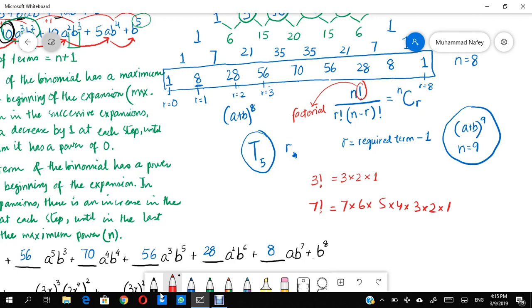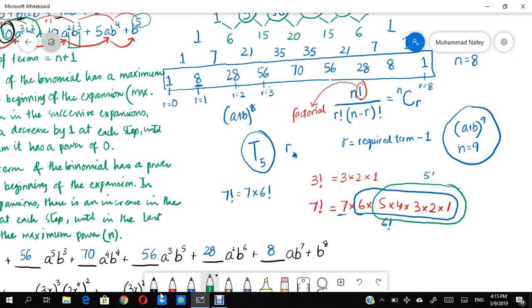And why is this convention actually important? Let's see. Let's take 7 factorial. If I take a look here, I have 7, and then what's this entire thing? This entire thing is actually 6 factorial. So, 7 factorial can alternatively be written as 7 times 6 factorial. And the 6 factorial also can be written as 7 times 6 times 5 factorial.